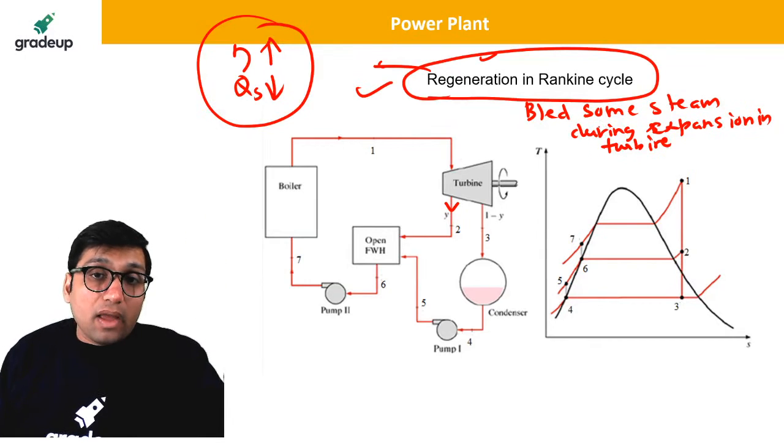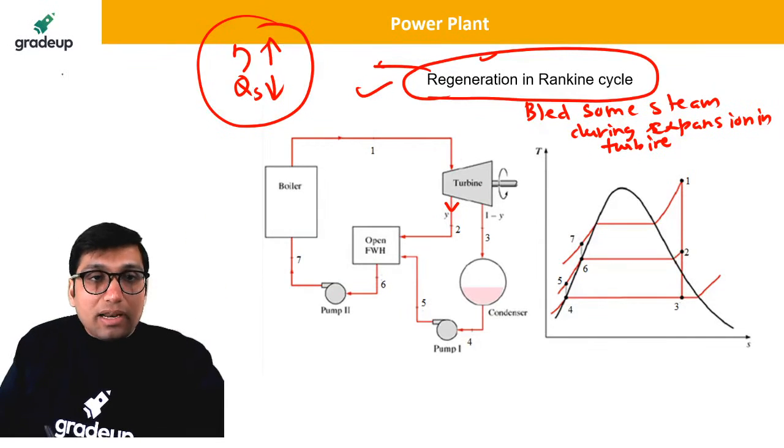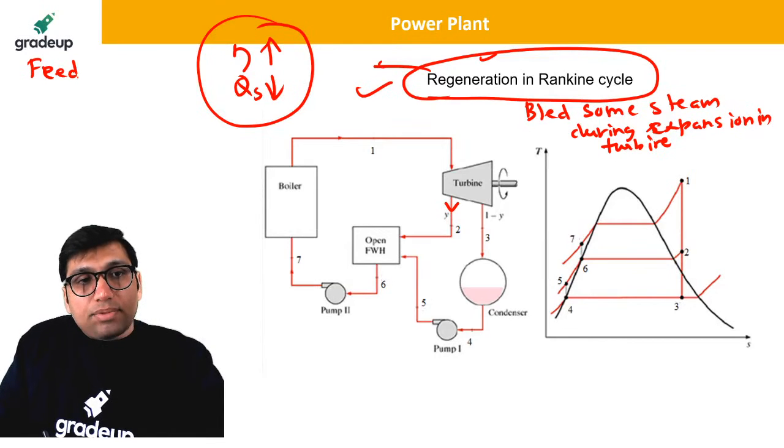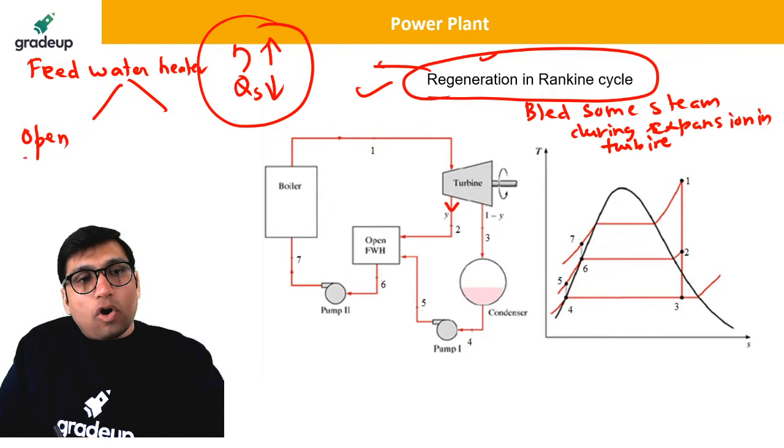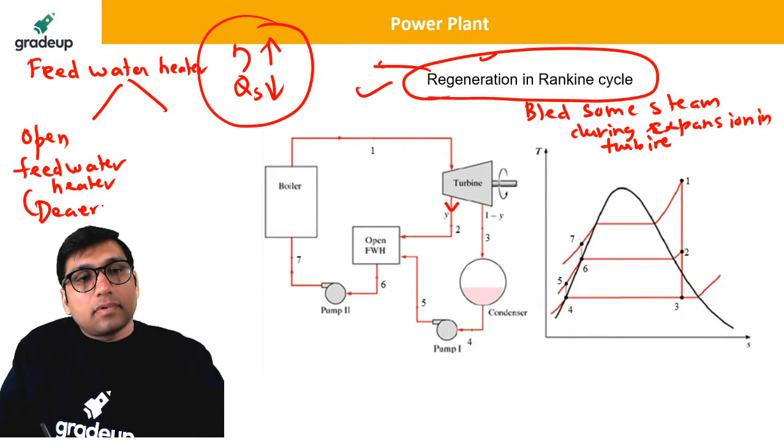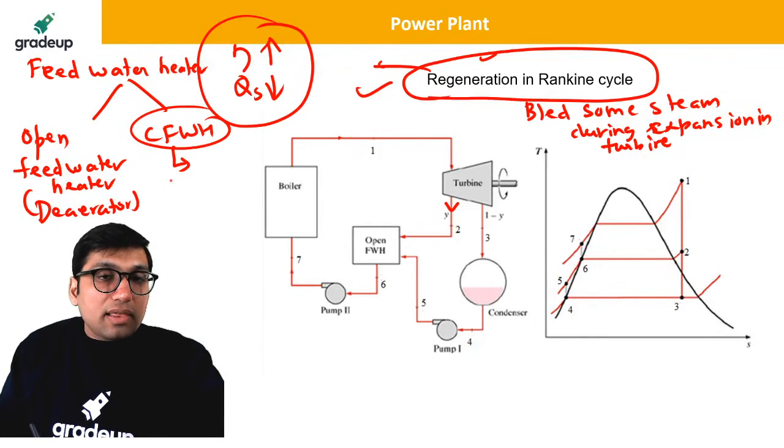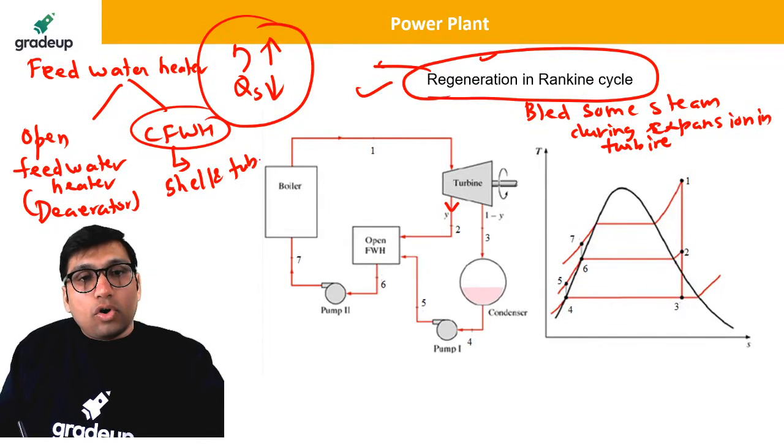and we will give this steam to a feed water heater. Now these feed water heaters are of two types. One is the open feed water heater, another is the closed feed water heater. Open feed water heaters are basically called deaerators. Closed feed water heater is like a shell and tube heat exchanger.